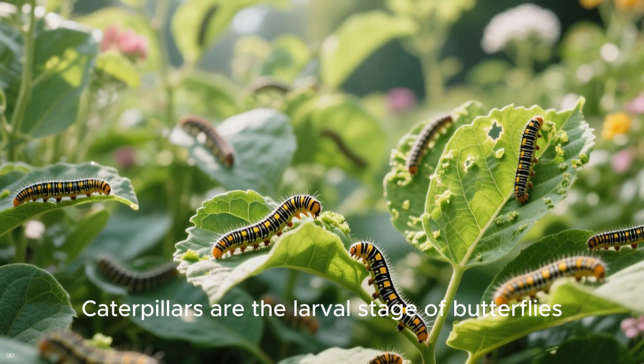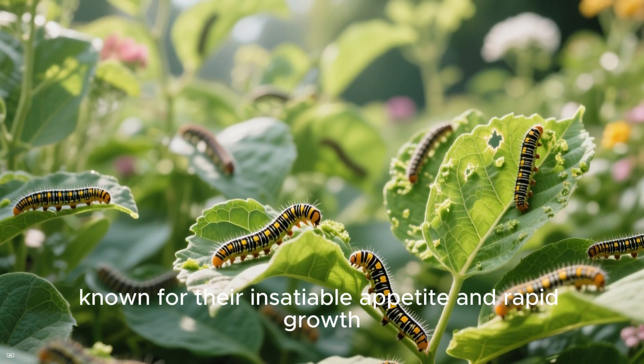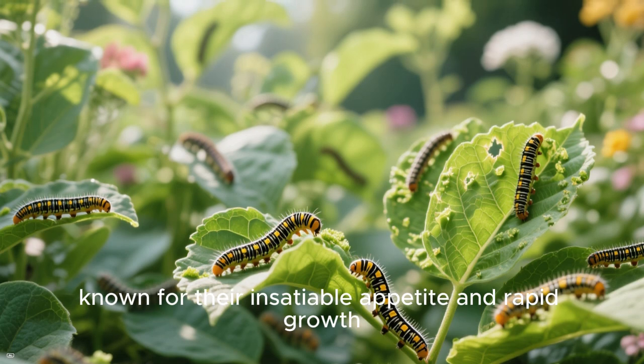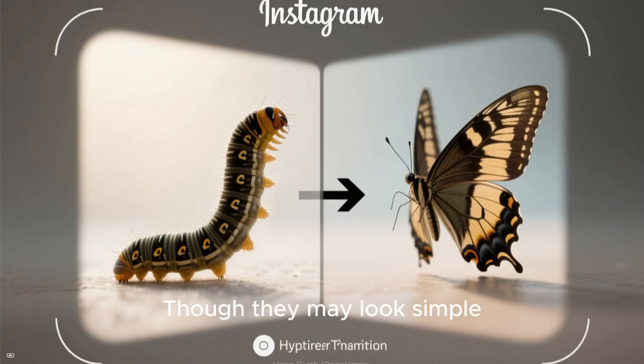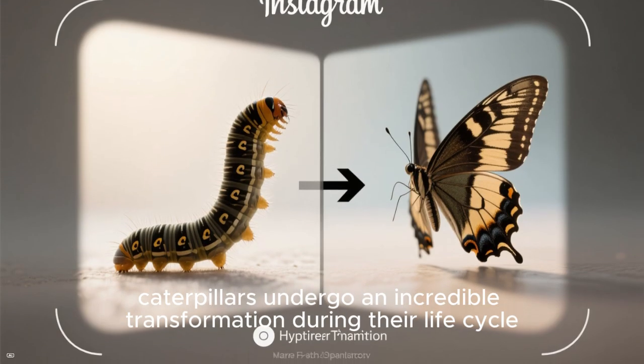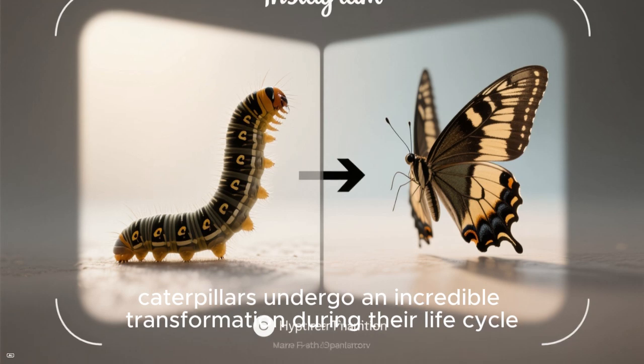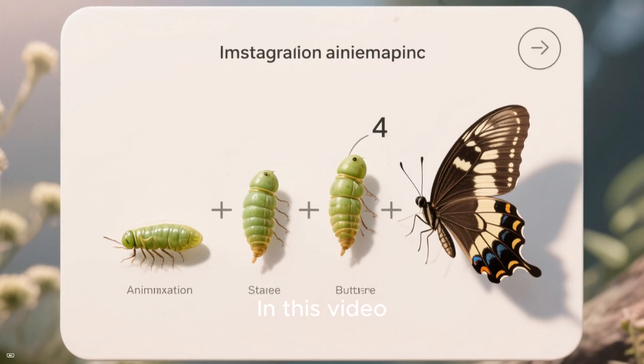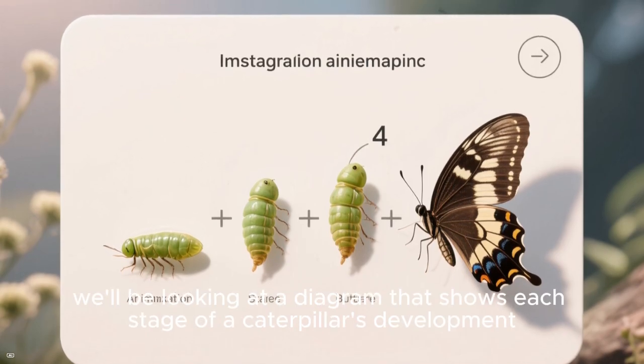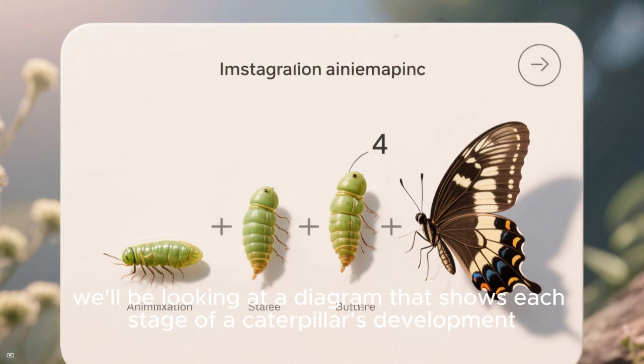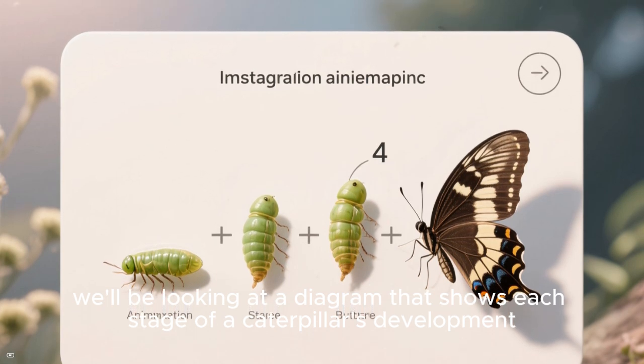Caterpillars are the larval stage of butterflies, known for their insatiable appetite and rapid growth. Though they may look simple, caterpillars undergo an incredible transformation during their life cycle. In this video, we'll be looking at a diagram that shows each stage of a caterpillar's development.